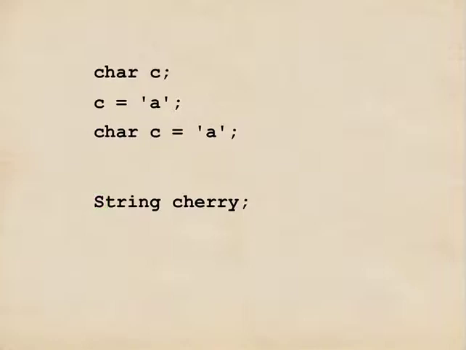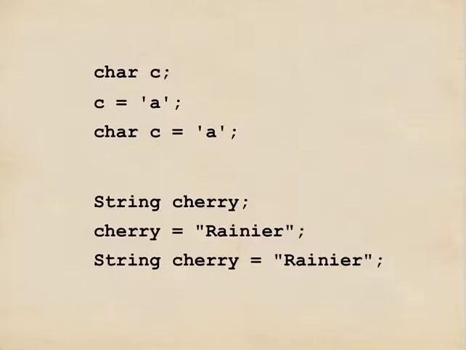To assign to a string, we do the same sort of thing we did before, but now we use double quotes. So single quotes are when we're assigning a single character to a variable of type char, and double quotes are when we're assigning a string of characters to a variable of type String. And of course, we can put these two lines together. Here I'm declaring a variable named cherry of type String, and I'm giving it the initial value "Rainier", because Rainier cherries are my favorite kind of cherry.